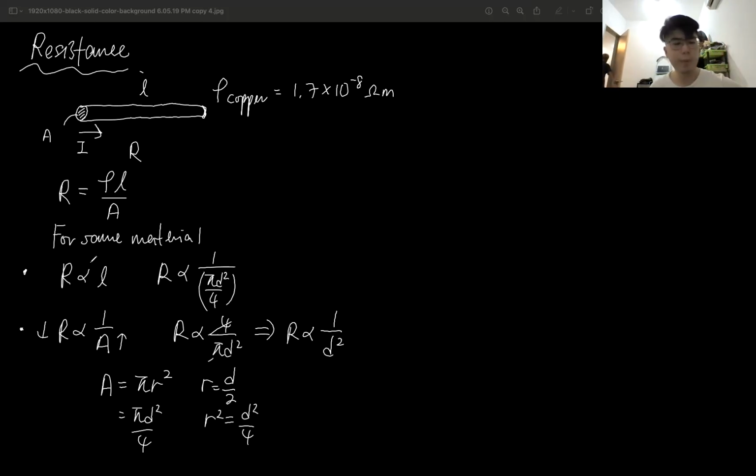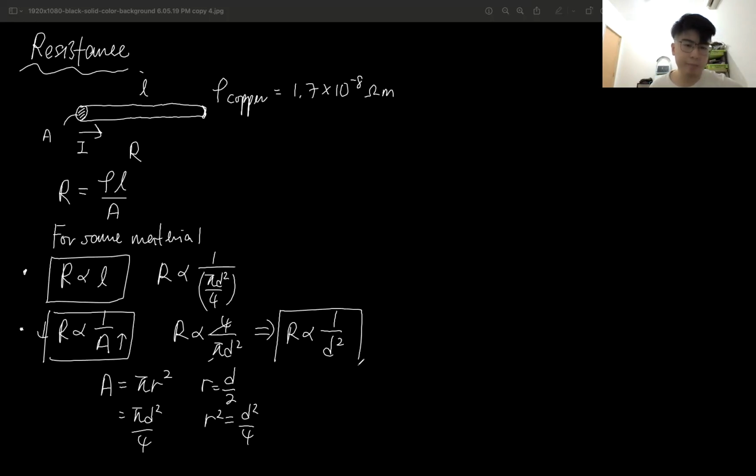So three relationships: one with the length, another with the area, and also with the diameter. You can see the d squared here. So if I double the diameter, you have a square, you double, it becomes 4. So R will be reduced to 1/4 if I just double the diameter of the wire.